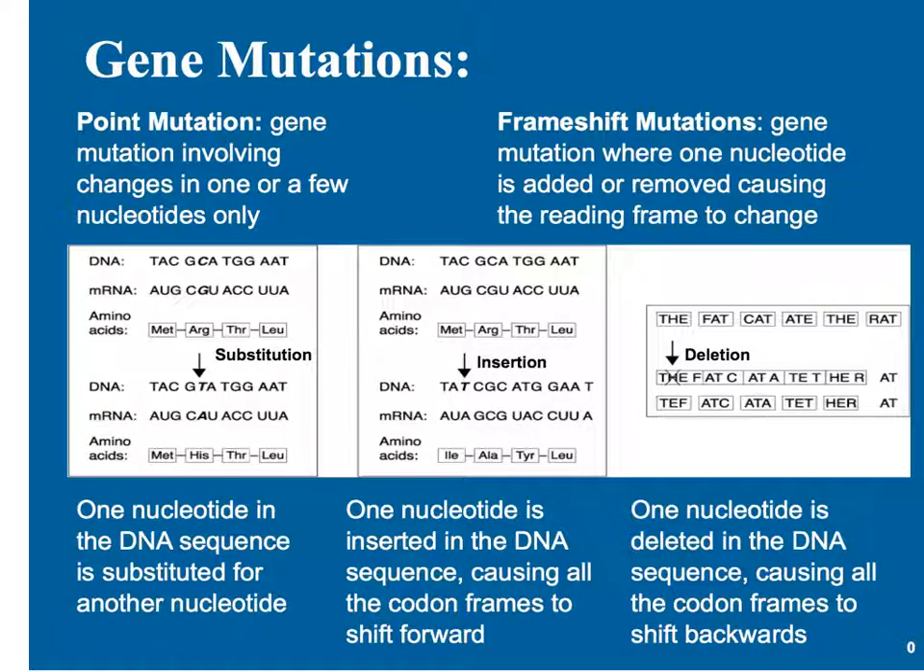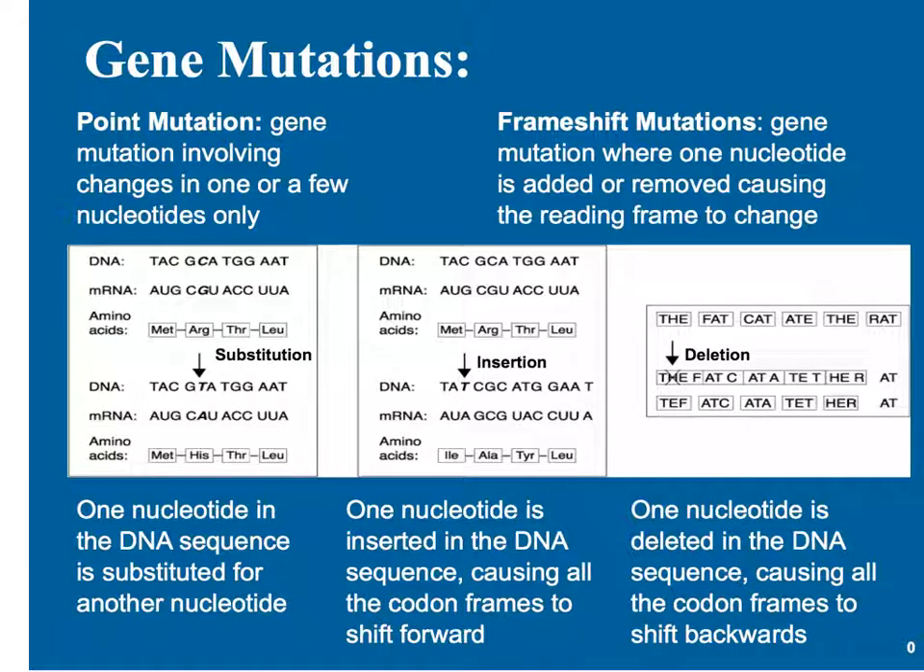And then a frameshift mutation, again, is another type of gene mutation, and that is caused when either a base is added incorrectly or a base has been deleted. So remember when I talked about how a ribosome reads the messenger RNA, it reads it in chunks of 3. So if you add or remove a base, it's causing that frame to be shifted. So if you look over here on the right, this is a sentence, the fat cat ate the rat.